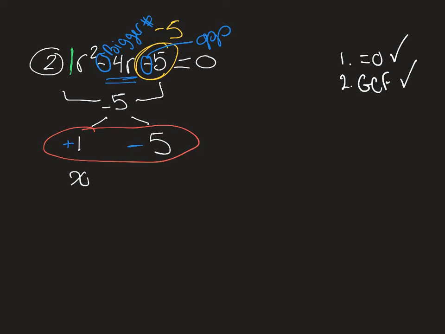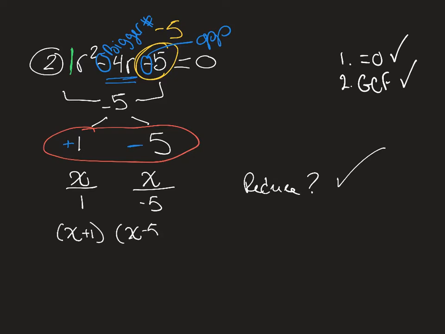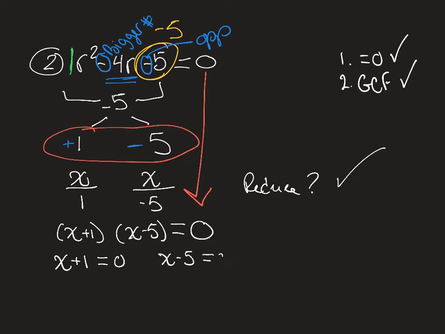So I'm going to write my x over a positive 1 and my x over a negative 5. Do the fractions reduce? Nope, we're good. So we can move on. So this becomes x plus 1 and x minus 5. Don't forget, you have to finish solving. We have to make it equal 0. So I take each piece, my x plus 1 equals 0, and my x minus 5 equals 0. And I'm going to solve each one.